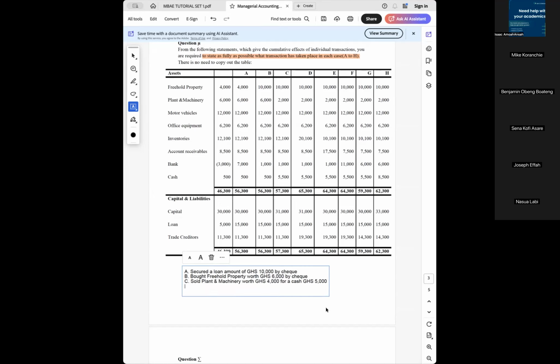Who wants to take the E for us? So bought inventory. Inventory is the same as stock or goods. Bought inventory worth 8,000 Ghana cedis on credit. That's all.